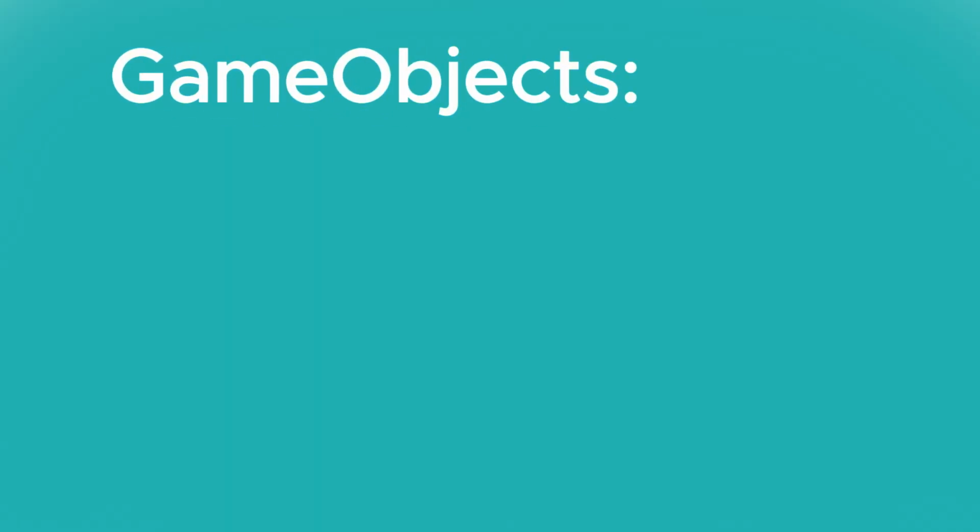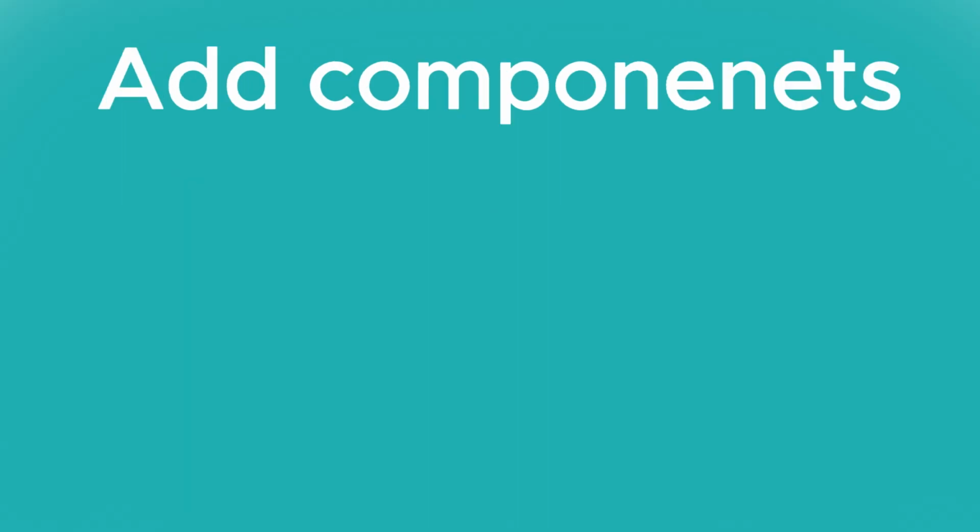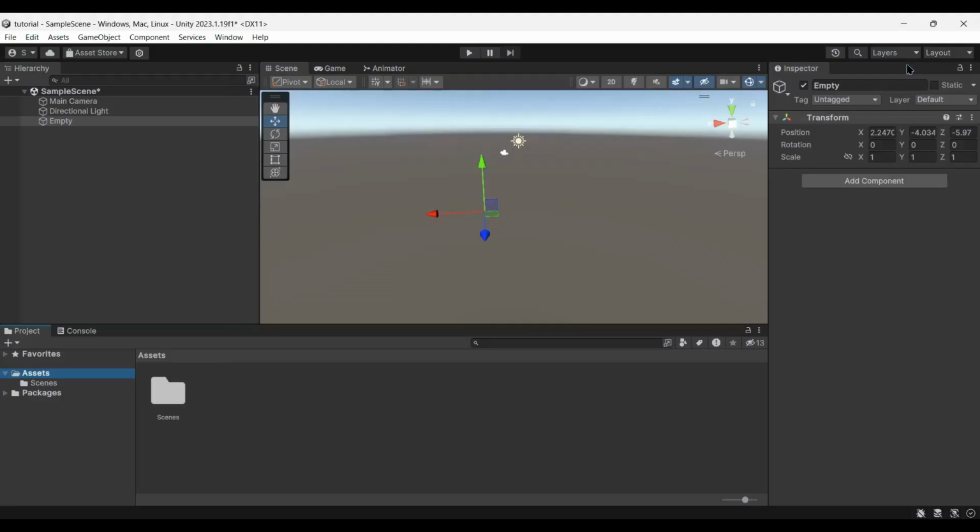Okay, now for this tutorial, what did we learn? First thing we learned is that a game object in Unity is something which we can put things into. For example, we can add components like a rigid body too. Alright, now let's get into the next part.